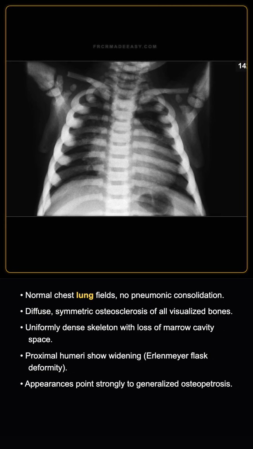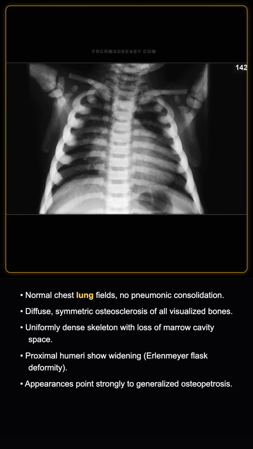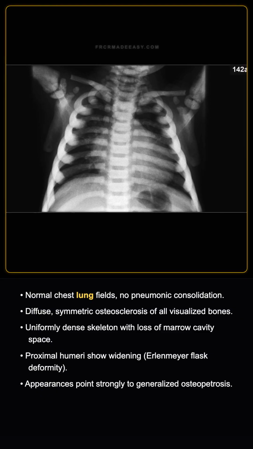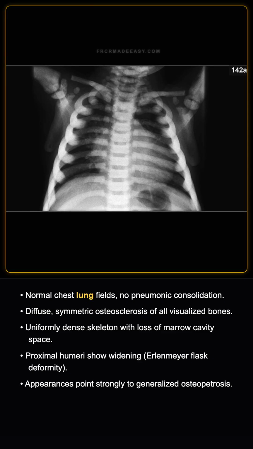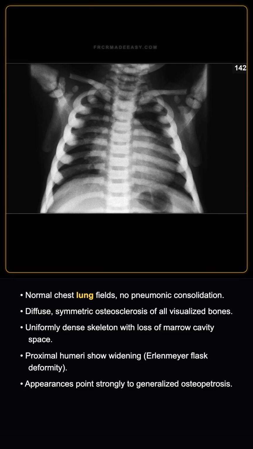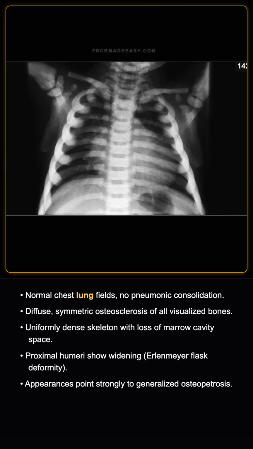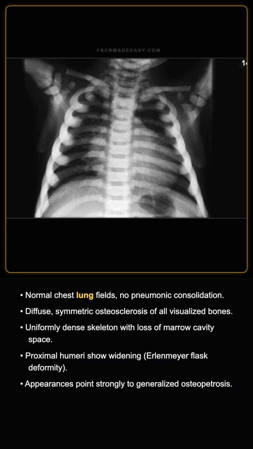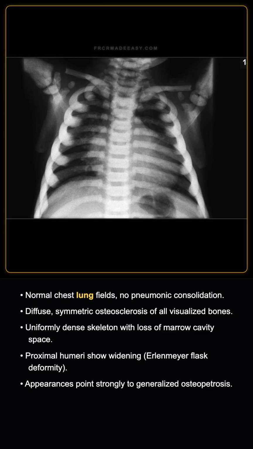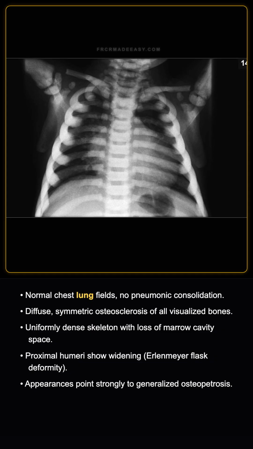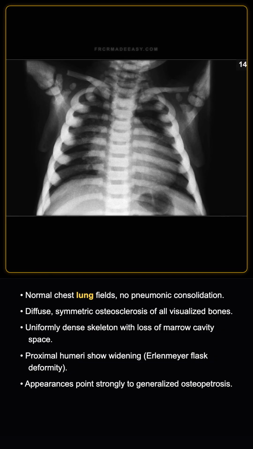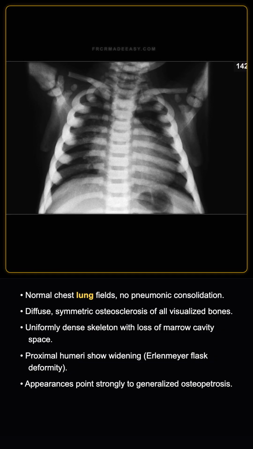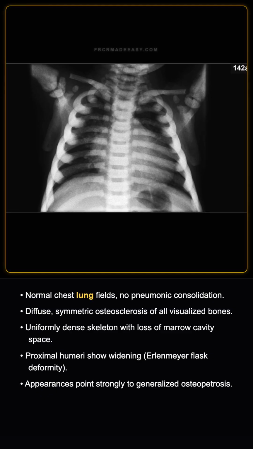However, there is diffuse symmetric osteosclerosis affecting all visualized bones, including the clavicles, scapulae, humeri, and ribs. The bones appear uniformly dense and radiopaque with loss of normal corticomedullary differentiation. Additionally, there is mild widening of the proximal humeral shafts, suggesting an Erlenmeyer flask deformity. The combination of diffuse osteosclerosis and metaphyseal under-remodeling in a young child is highly characteristic of osteopetrosis.